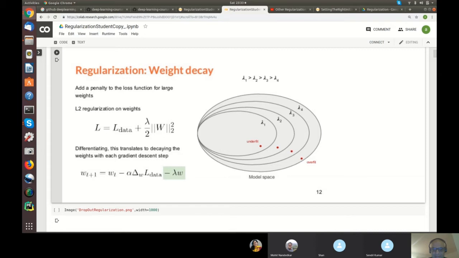Now the new term that gets added is minus lambda into W. So if you take the derivative of lambda by 2 W square, you basically get 2 lambda by 2 W, so 2's cancel out. You get lambda W. So this is the new equation for gradient descent. Now, if you just take the first and the third term together, then you get WT minus lambda WT. If you take W out, it's basically WT multiplied by 1 minus lambda.